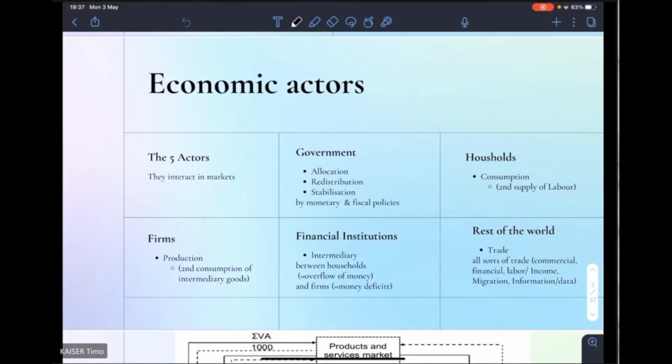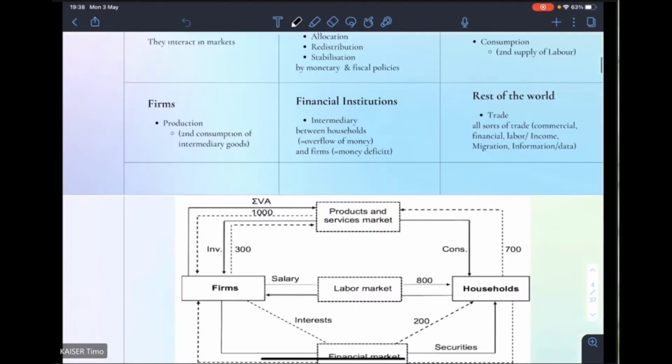Let's talk about the economic actors. On the PowerPoint slide, you see our 5 main economic actors: the government, the households, the firms, the financial institutions, and of course the rest of the world. You will have their main functions in the economy listed. It's basic theory, and I don't think I need to go further into this because it's quite self-explanatory and you will have the slides. So I will move on to more complex stuff.